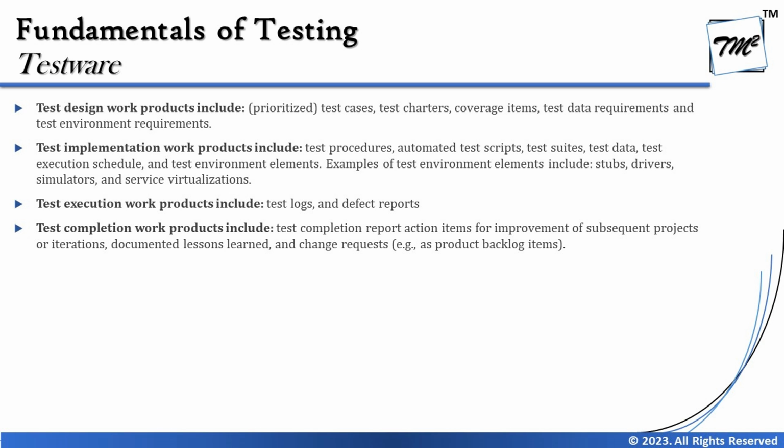Also, when we talk about the next phase, that is test implementation, the work products we produce here are generally the test procedures, the automated test scripts, the test suites, the data, the execution schedule, and the environment elements. An example of test environment elements includes stub, driver, simulator, and service virtualization. So again, it's not necessary that every single organization creates documentation on the environment. We may just have it as an environment altogether, but it may be useful for many other teams or different stakeholders to perform other testing.